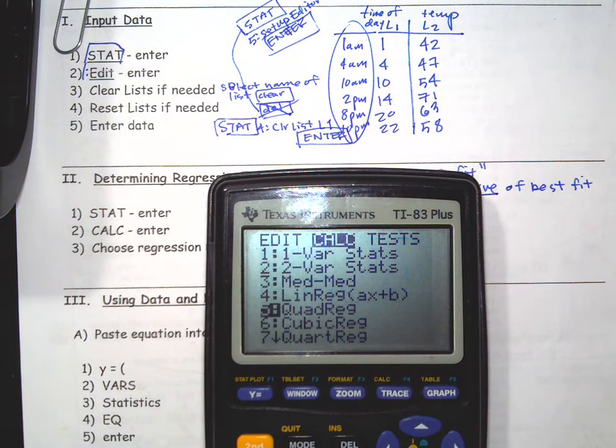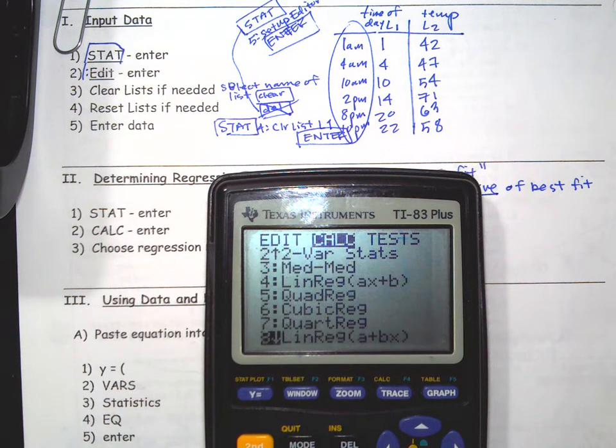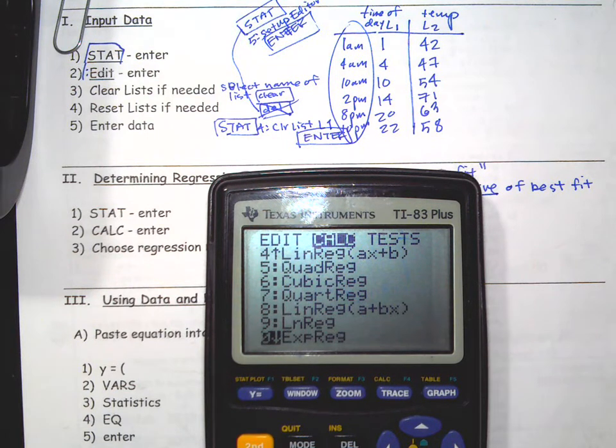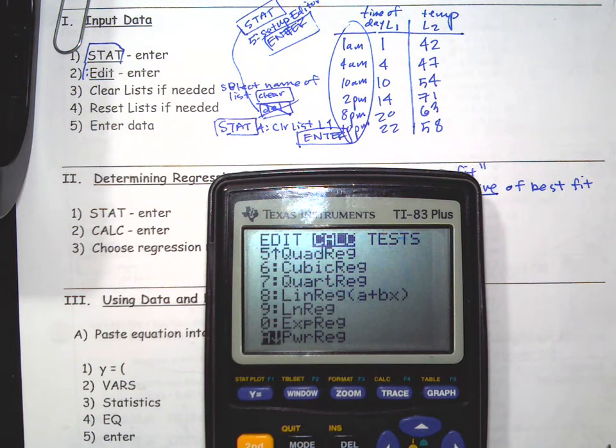Quadratic, that's a parabola. Cubic, quartic. Another LinReg, just a different version of it. Natural log reg, because some things are natural log graphs. Exponential reg. We definitely have things in real life that are exponential. Power reg, which would be kind of like a polynomial. Logistic, which is another type of growth that's a little more realistic. And then last but not least, sine reg. That's the one we're going to use.